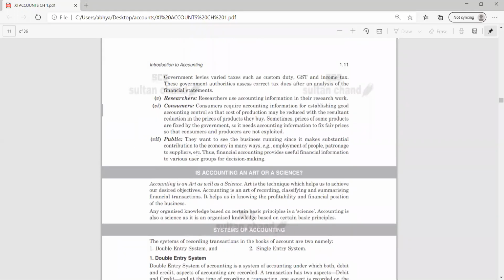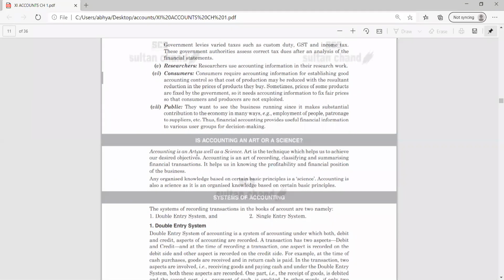The researchers for conducting their research work, consumers for the price reduction in the cost structure of the business, they are interested. Then public for the social welfare activities of the business, they are interested.